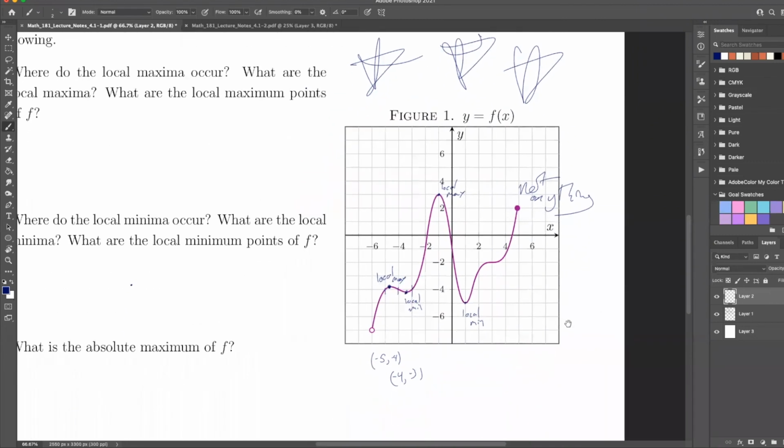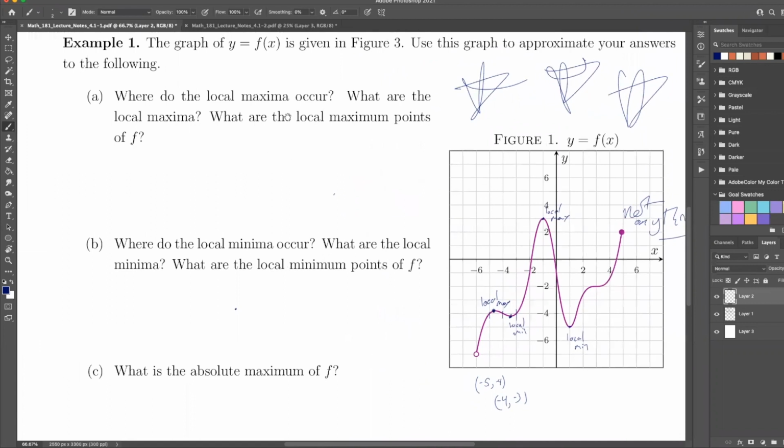All right, so now we've defined all these points. So what's a local max? What's a local min? Let's go ahead and define them. I don't think your book gets really into the difference between a local max and a local max point, so we'll just ignore this part for now.